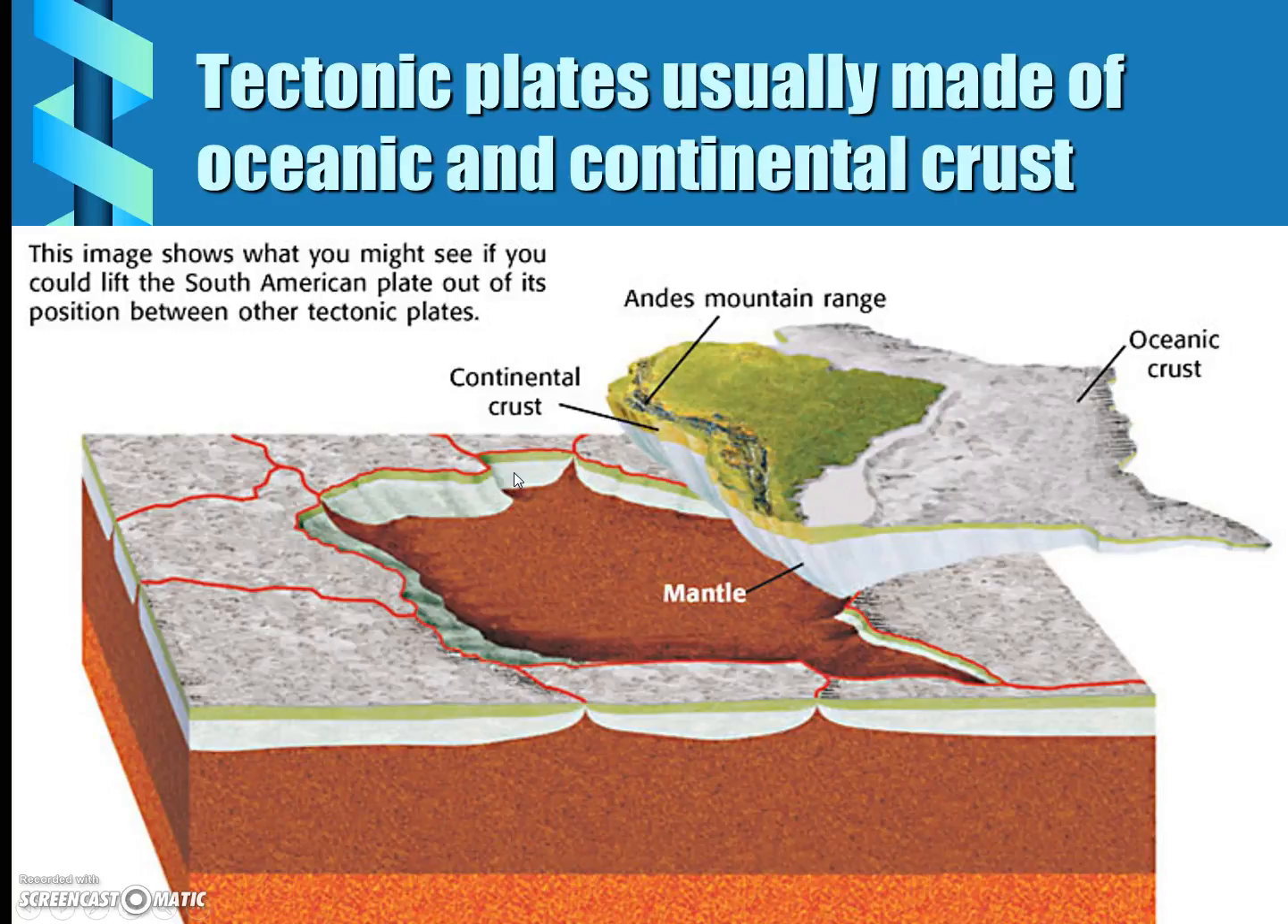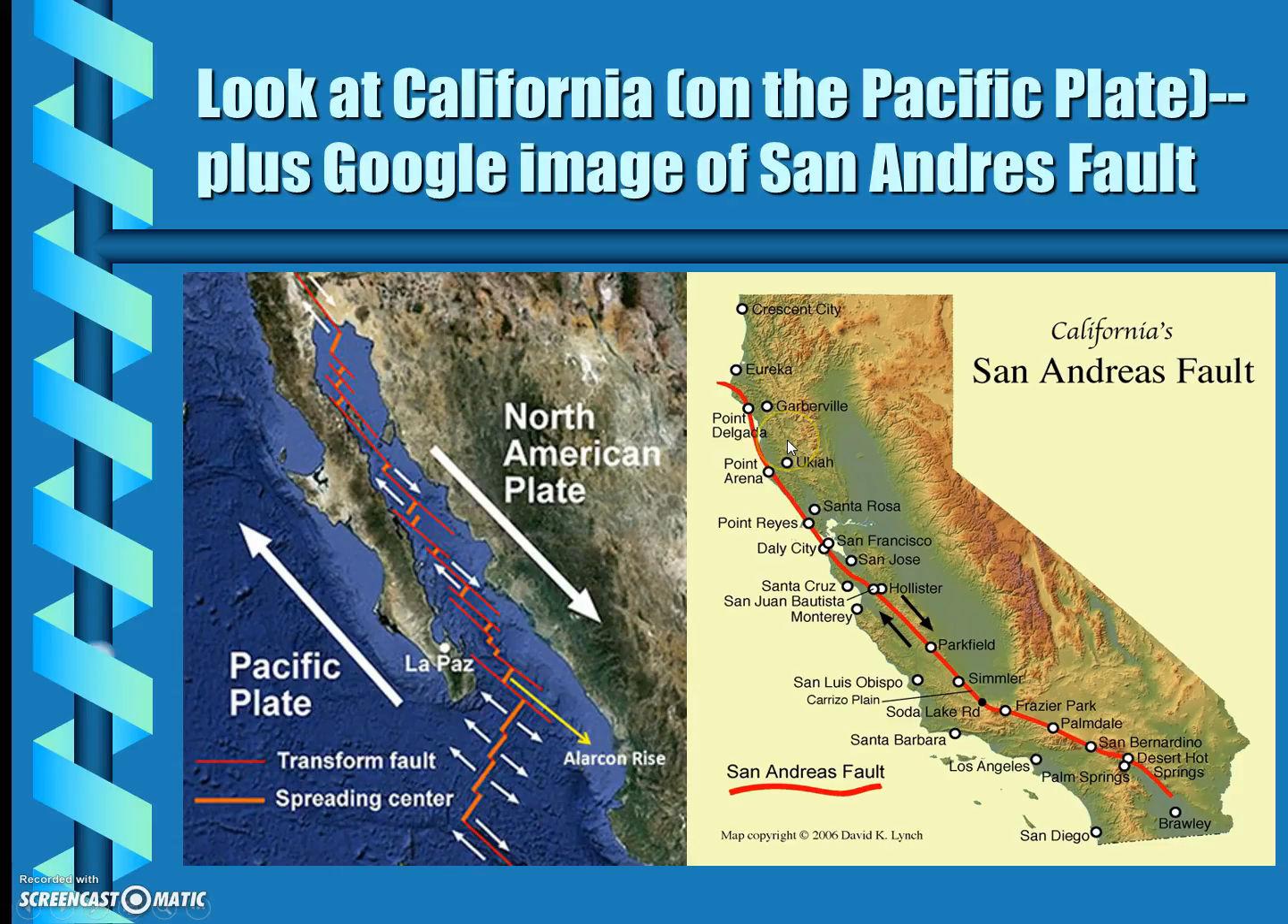All right, tectonic plates are usually made of oceanic and continental crust. We already know about this. And the last thing that we're going to look at is California. So we have the North American plate right here and the Pacific plate over here. And they are actually moving in opposite directions. We actually call this a transform fault. And it's because it's moving from this place and this way, so it's sliding past each other. And right there is actually called the San Andreas Fault.